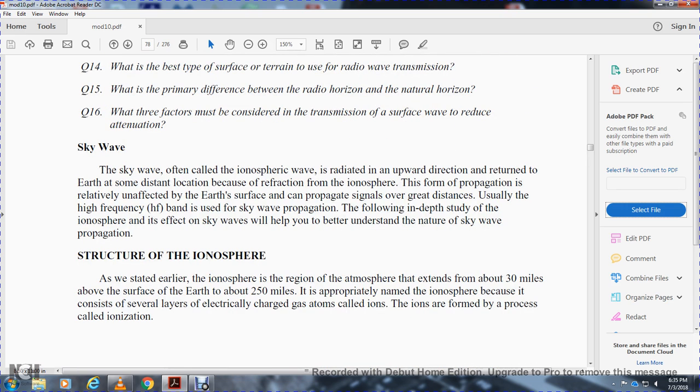Now the sky wave. The sky wave, often called the ionospheric wave, is related to the upward direction, and the wave is directed upward and returns downward.